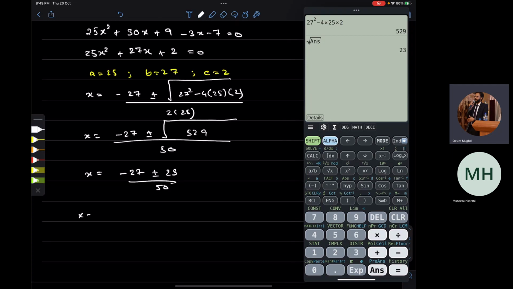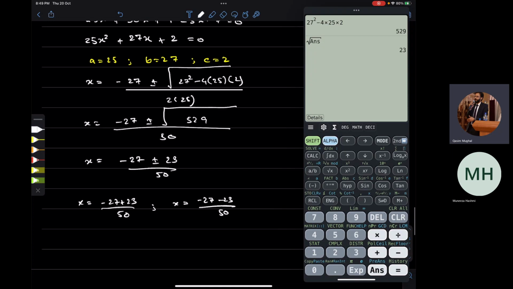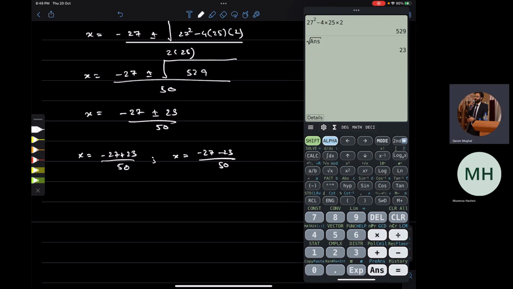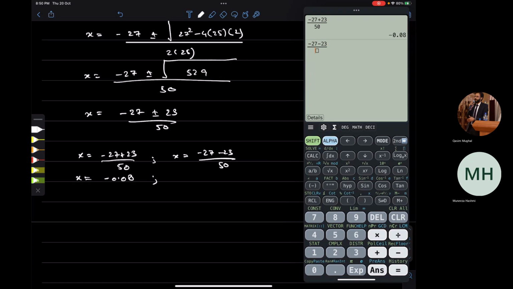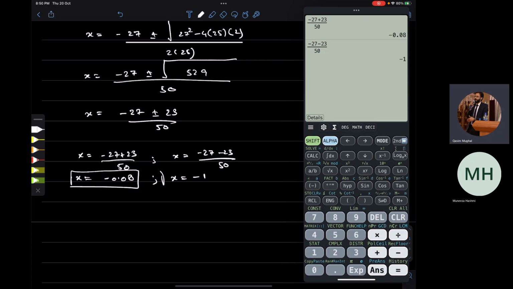Now from here onwards, I'm going to split the two fractions, one with the positive sign and one with the negative sign. Okay? Now minus 27 plus 23 over 50, that's negative 0.08. And then minus 27 minus 23 over 50, that's negative 1. So I have two roots as this. Okay?